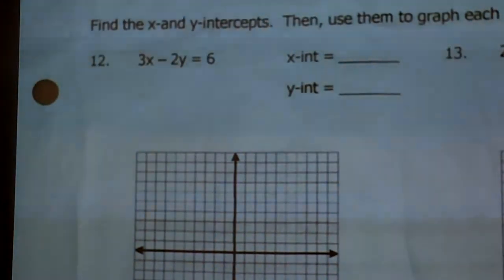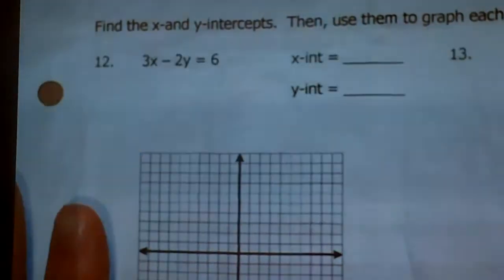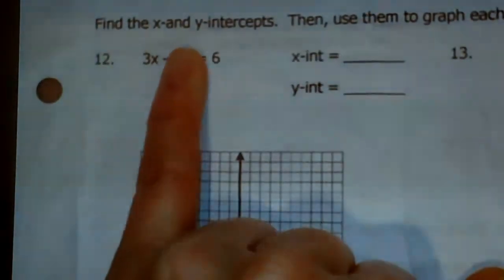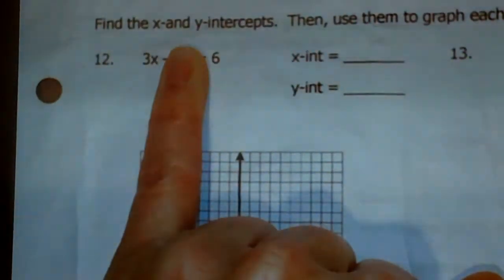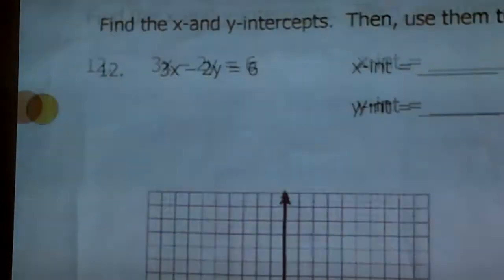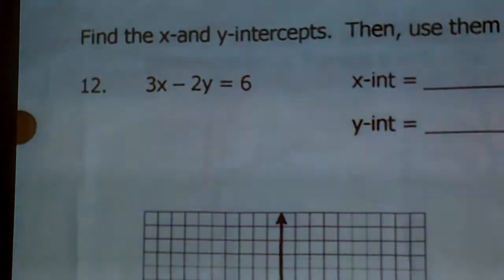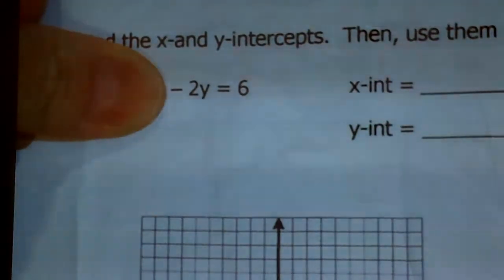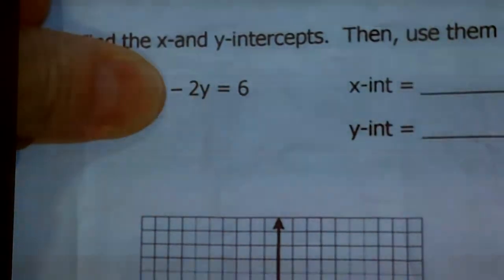So our lovely standard form makes this super easy. Standard form is the ax plus by equals c form. So basically, if you want to know the x-intercept, you plug in 0 for the y, or as I was showing you in class, you can just cover it up because it's going to cancel out. 2 times 0 is 0, and it goes away. And if you want to know the y-intercept, we'll cover up the x because we're plugging 0 in for x.